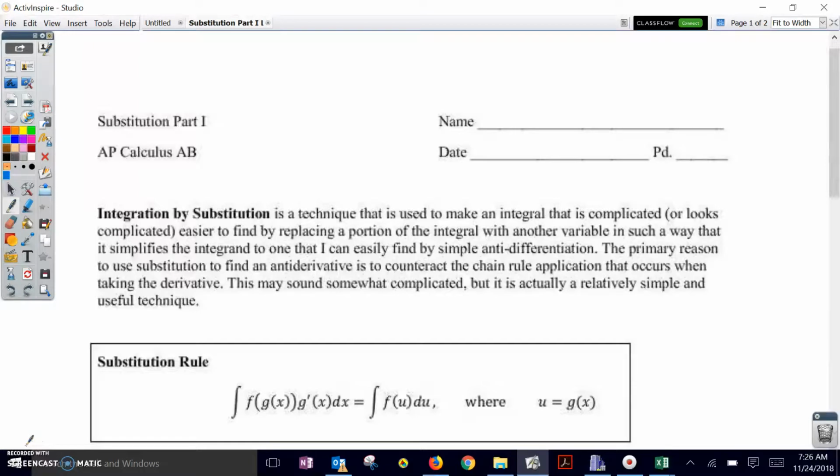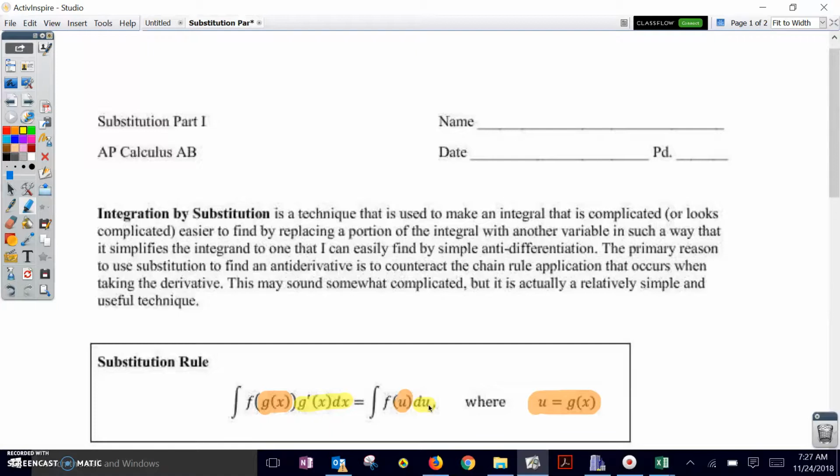So basically, if you look at the substitution rule down here, what we're doing is we're taking the integral f of g of x times g prime of x. We're going to replace g of x here with a single variable u. And then, since u is g of x, du is going to be g prime of x dx, and we're going to replace that with du. And that's the basic idea.